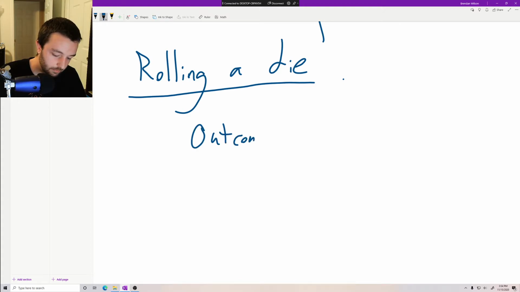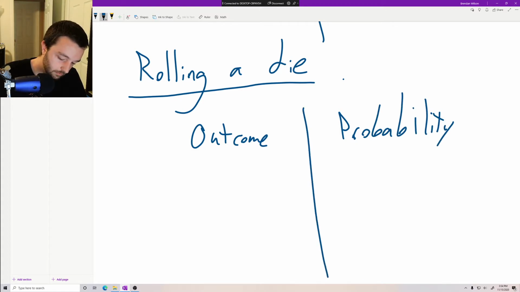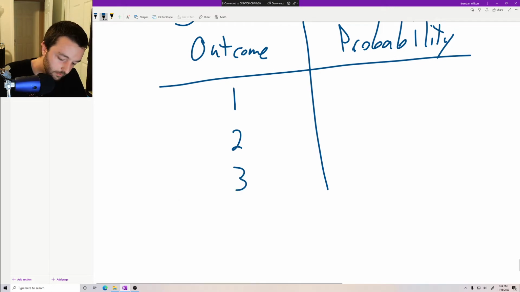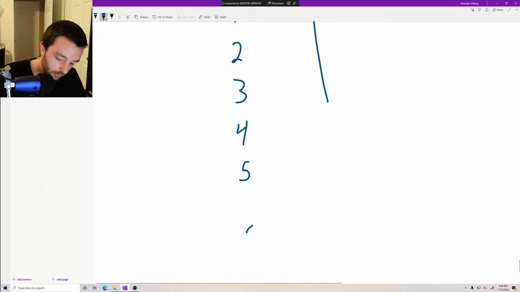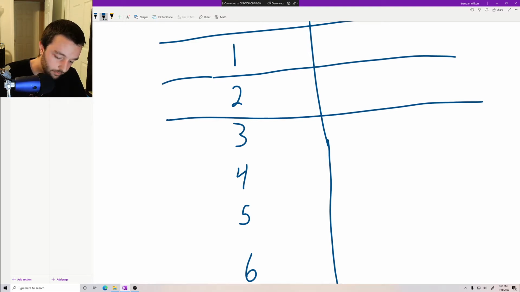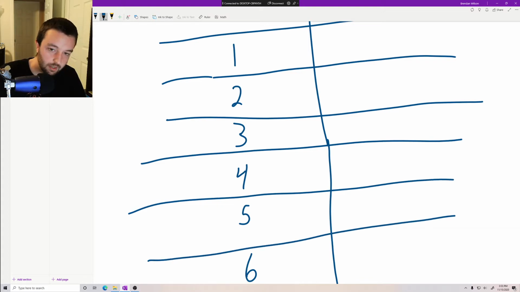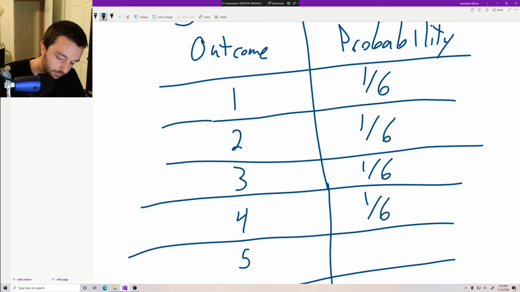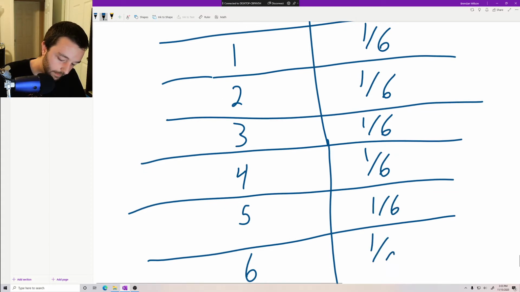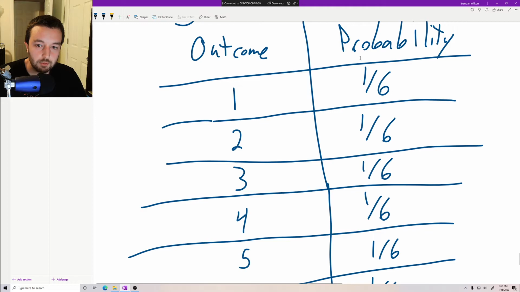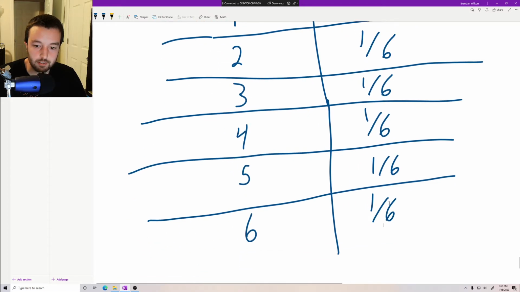So we have our outcome and our probability. Okay. So this is going to be 1, 2, 3, 4, 5, and 6. And this one's not too much harder than the last one because these all have the same probability, right? They all have a probability of 1/6. Okay. So this would be the probability distribution table for this. And you can confirm when you add up the probabilities, you get 6/6, which is 1. Okay.